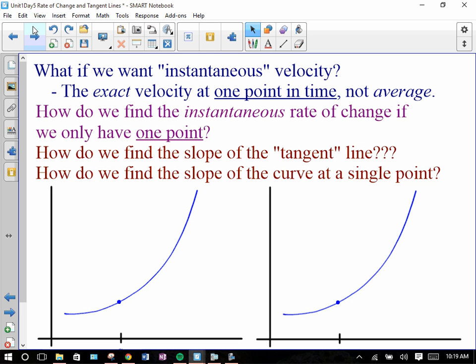Alright? So, what we need to do is, let's say we're looking at these graphs. We have two questions that we want to answer here. How do we find the slope of the tangent line? And how do we find the slope of the curve at a single point? If we can do that, we can find the instantaneous velocity. Any ideas of what we might need to use? We're going to use slope. We talked about this at the very beginning of the year, like in August. That was the very first thing we talked about in this class. Limits. We're using the definition of slope and limits to be able to answer these questions.